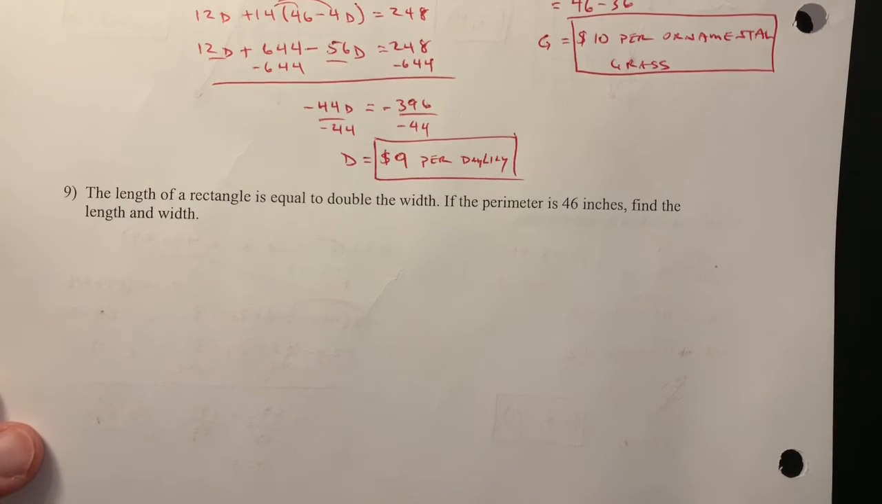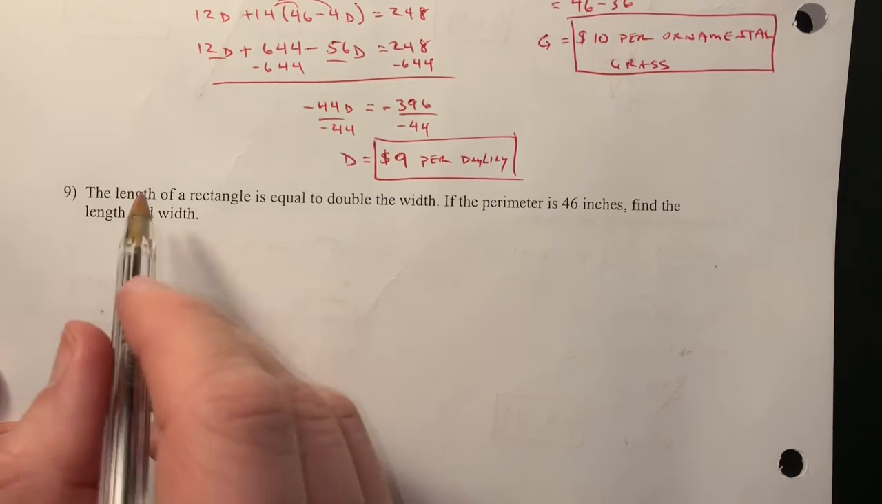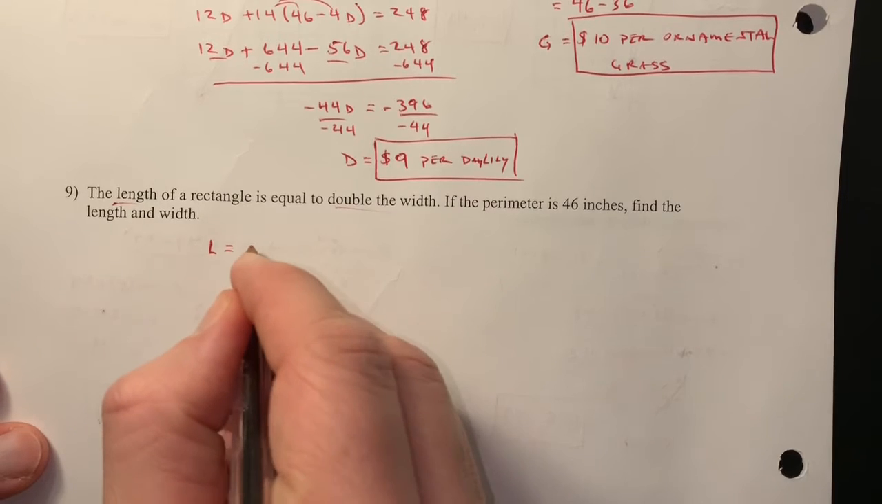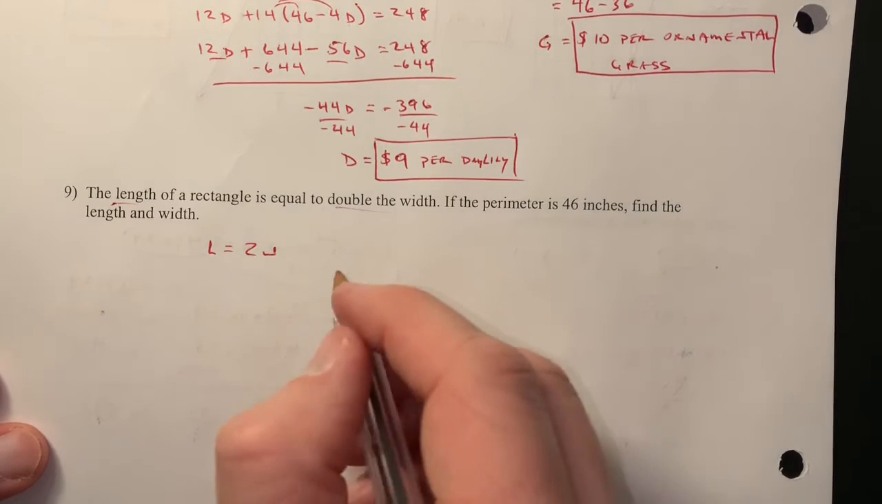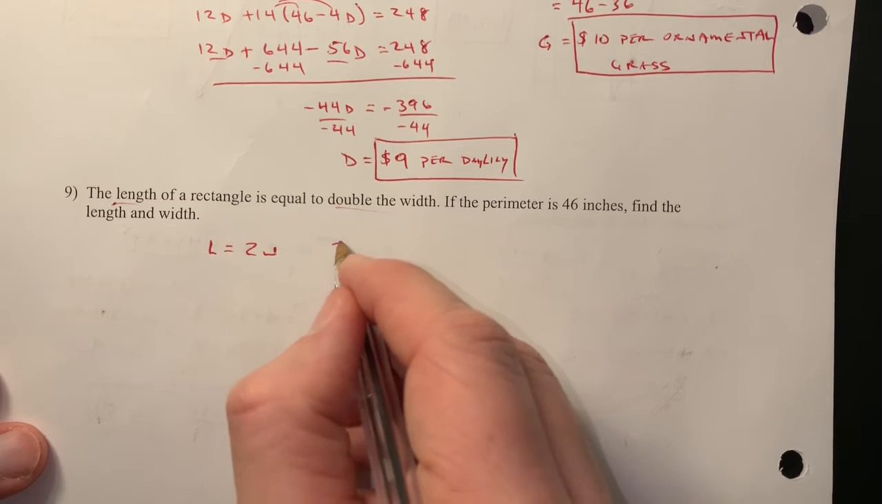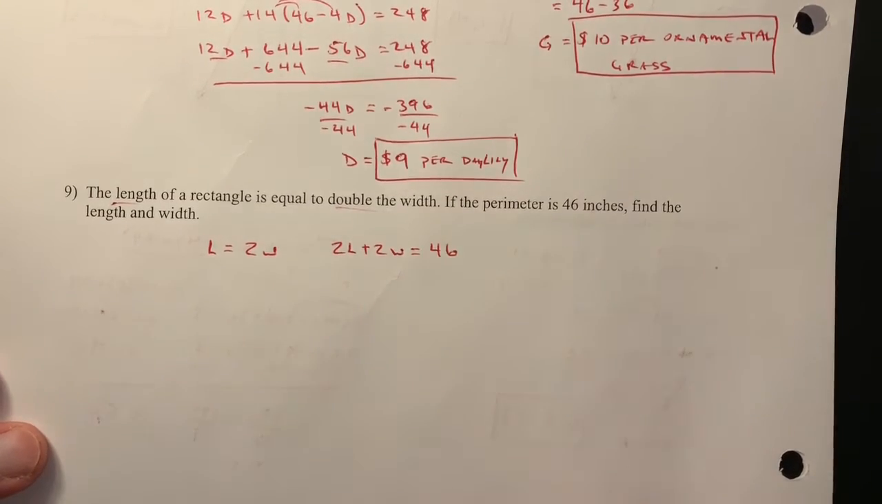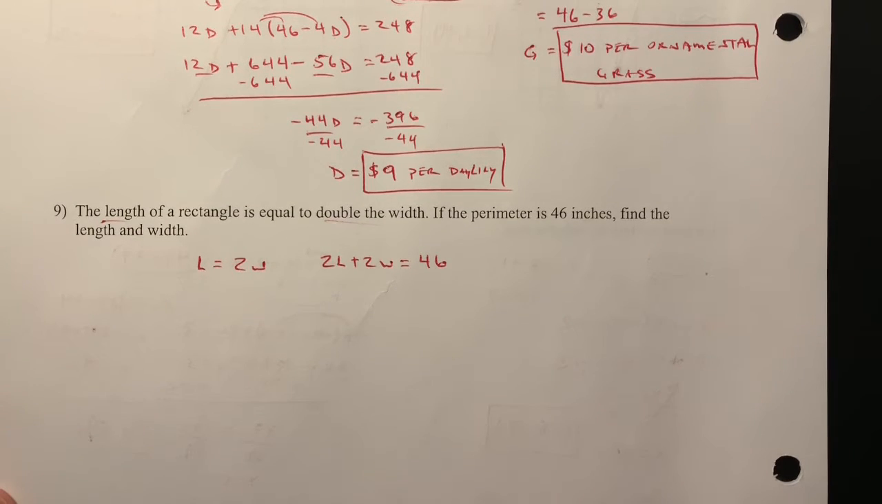The length of a rectangle is equal to double the width. Okay, length is double the width, so that means L equals 2 times W. If the perimeter is 46 inches, find the length and the width. So perimeter, that's 2 times the length plus 2 times the width, is 46 inches. Find the length and the width.